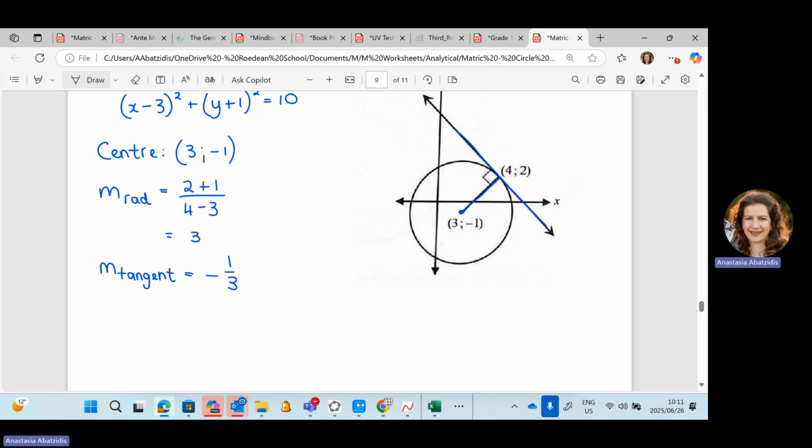What are we going to do with that information? We're trying to find the equation of a tangent. What kind of line is a tangent? A straight line. So what formula are we going to use? y minus y1 equals m into x minus x1. What's going to go into x1 and y1? Why would we put 3, negative 1 in? It's got nothing to do with lying on this line. Okay, so we're going to put y minus 2 is negative a third into x minus 4.